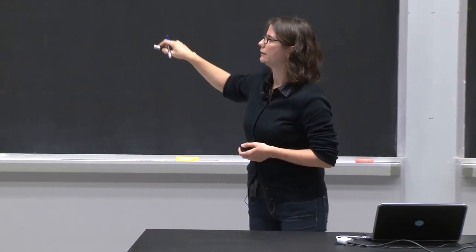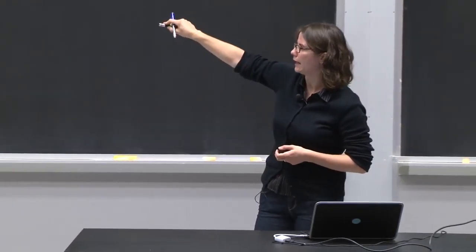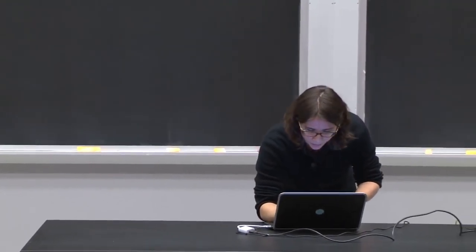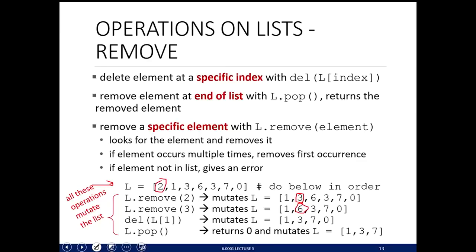Then we're going to delete from the list L the element at position 1. So starting counting from 0, the element at position 1 is this one here. So we've removed that, and we're left with 1, 3, 7, 0. And then when we do L.pop, that's going to delete the element furthest to the right, so at the end of the list, which is that 0.